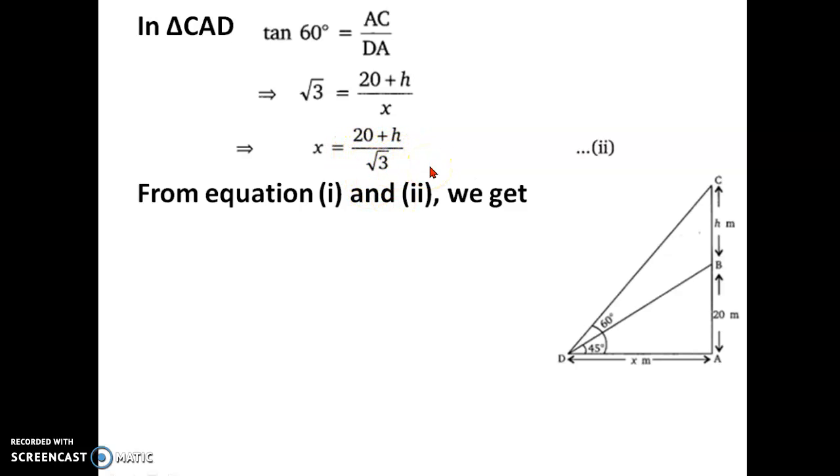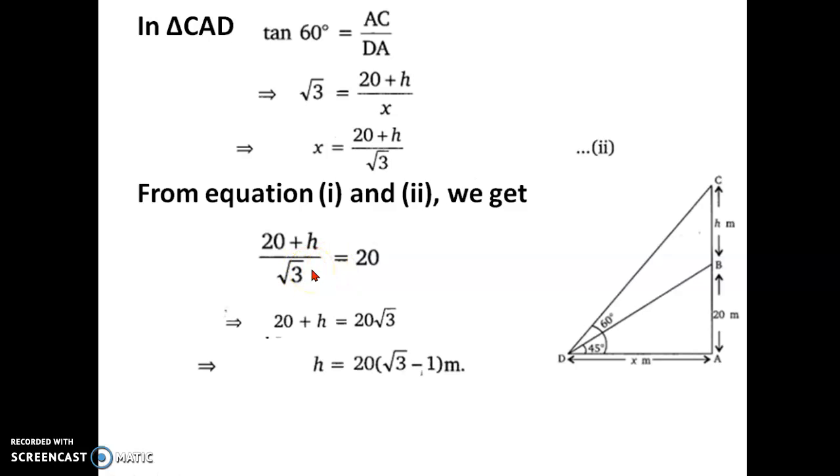So from equation 1 and equation 2, x is 20 from equation 1, and x is equal to 20 plus h divided by root 3 in the second equation. So we are equating. Now h is unknown, so keep h on one side of the equals sign and bring all other terms to the other side.